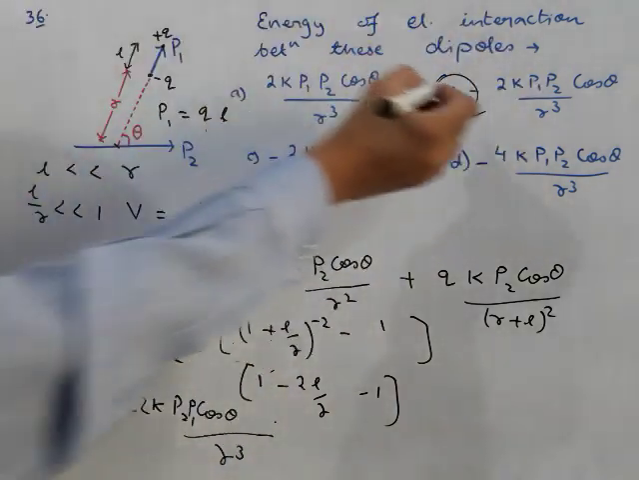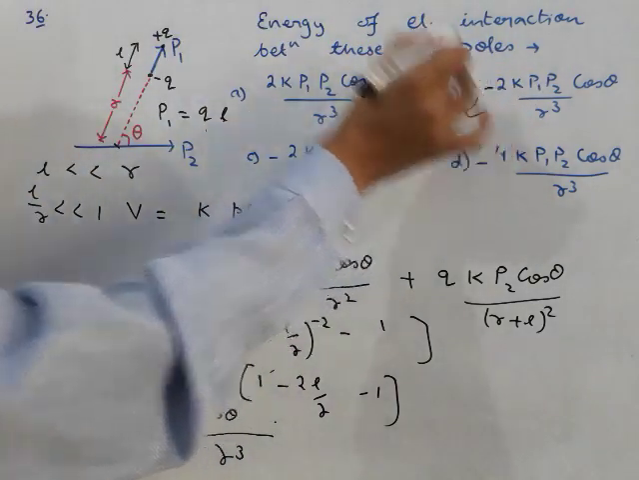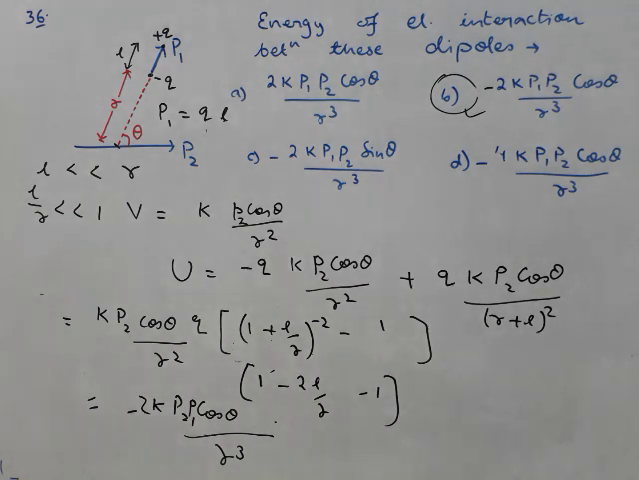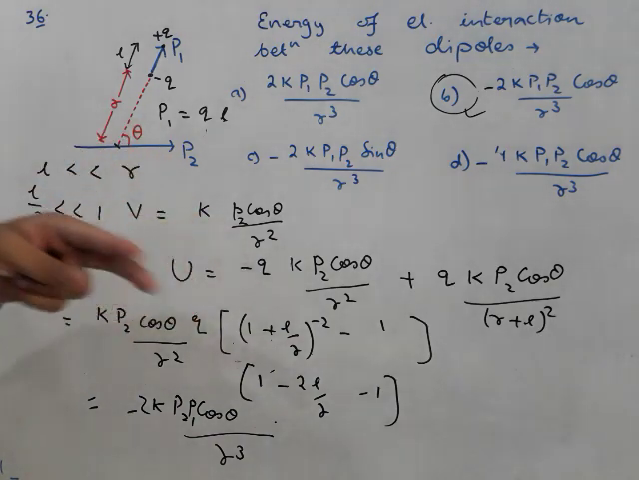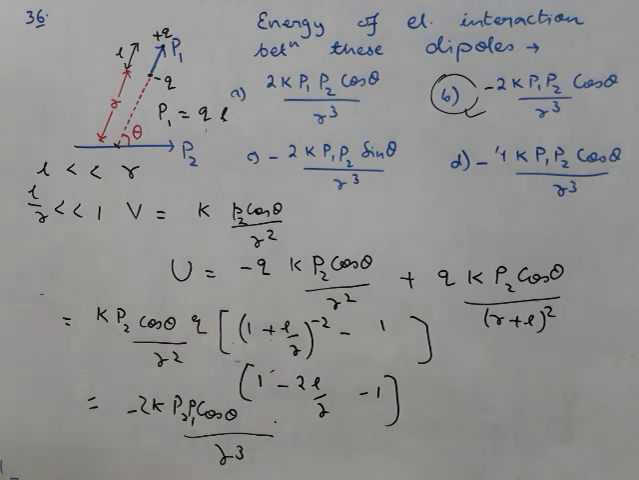Minus 2K P1 P2 cos theta upon R cube. So if you are asked to find potential energy for a pair of dipoles, it is this method. If you use the concept for potential due to one dipole, your method will become simpler. Otherwise you will have 4 terms. You will have minus Q plus Q here, minus Q plus Q here for 4 pairs. You will have more pairs, actually 6 pairs. You will have to find the potential energy. So this is a comparatively better method.